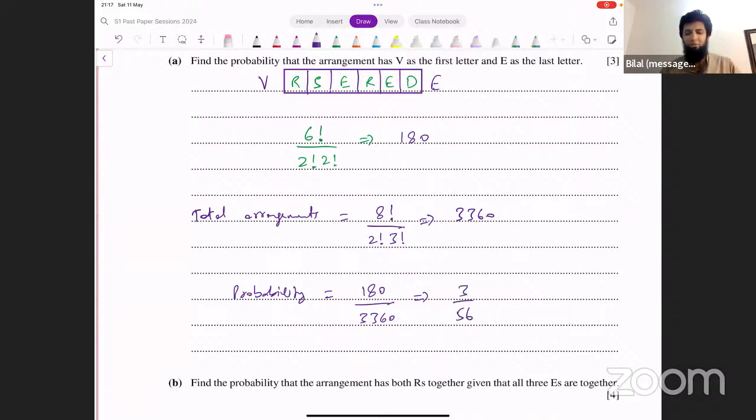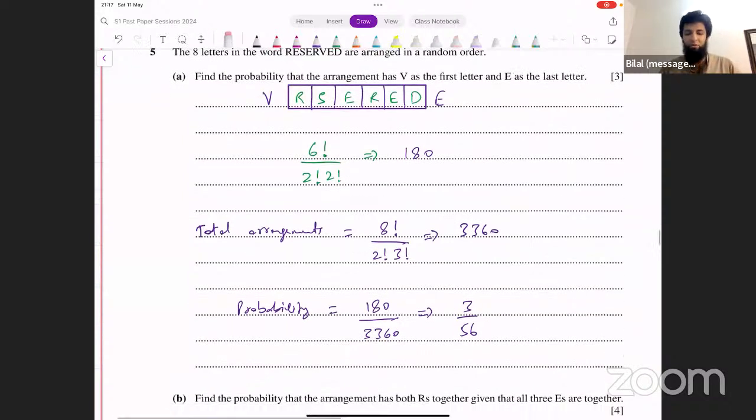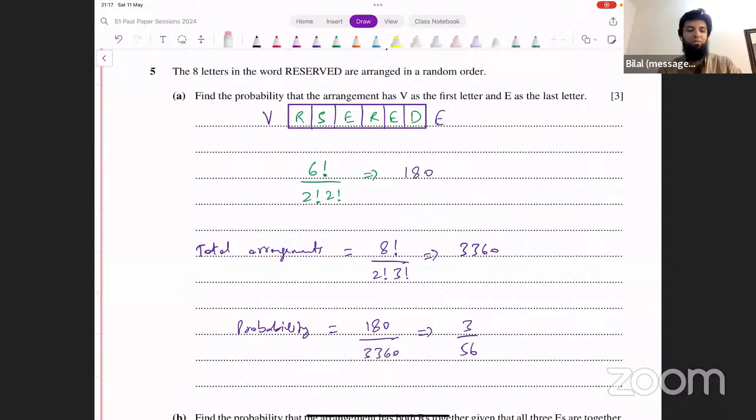That's 3 over 56, and that's what we were looking for in the first part. Pretty straightforward. Just make sure that you find probability and not just the number of possible arrangements. We have to find probability here. That's the result that we get. Now, let's move on.